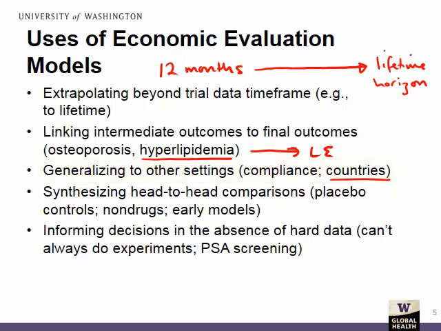You can use models to synthesize head-to-head comparisons. And finally, you can build models and use them to inform decisions in the absence of hard data. So those are some of the uses of economic evaluation models.